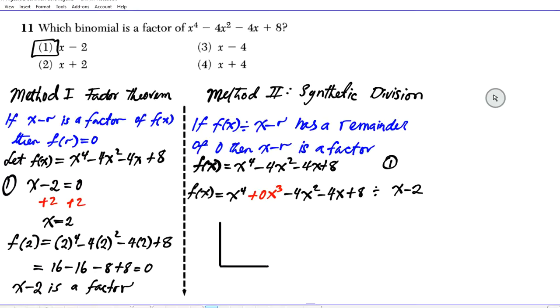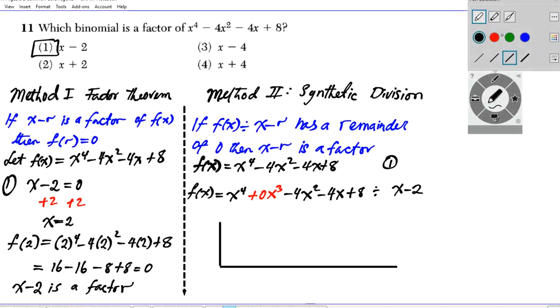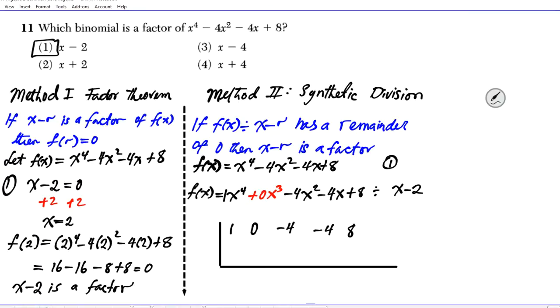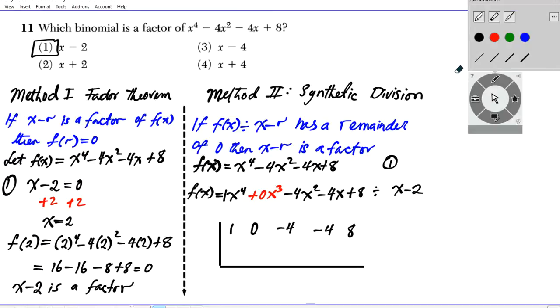Now for our synthetic division bars, all we're extracting are the coefficients of the dividend polynomial function. Okay? So there's a 1 here, so we have 1, and then we have the 0, and then negative 4, and then negative 4, and then positive 8. Now, what are we going to put on the outside of the synthetic division bar?